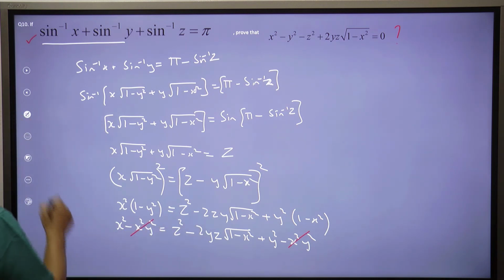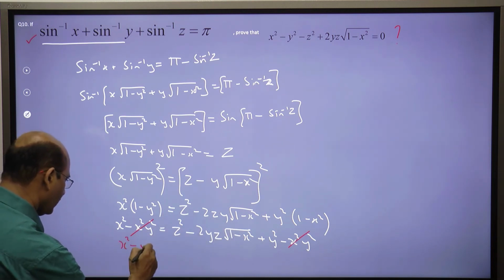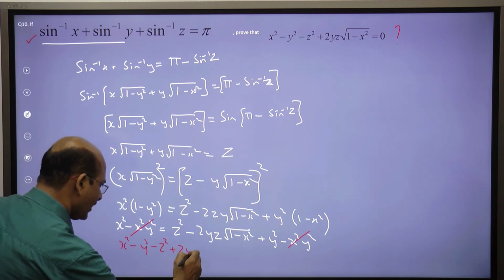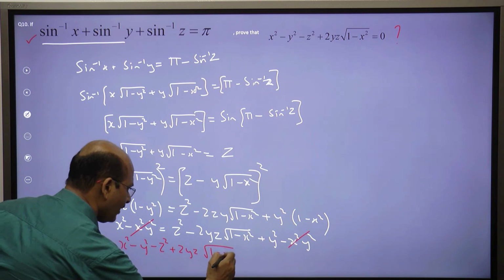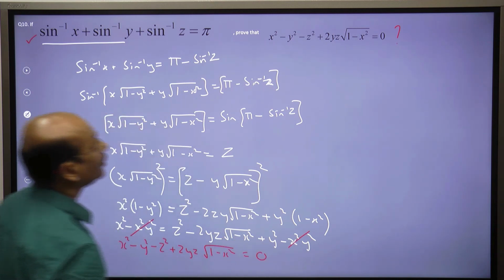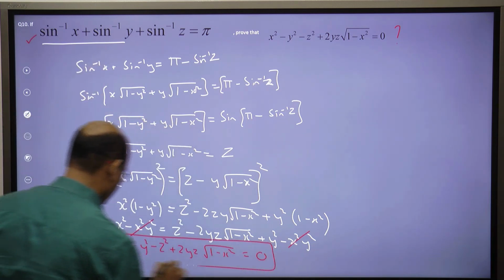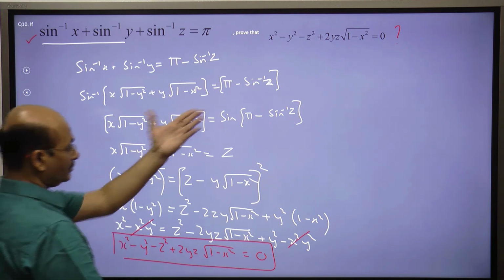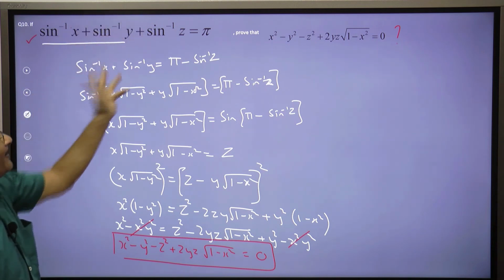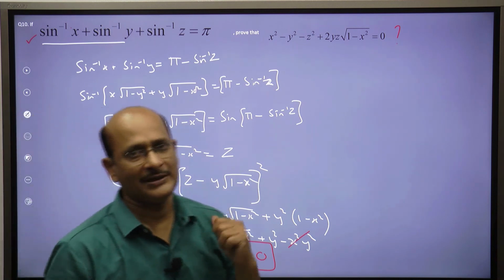Take everything on this side. So this will be x square minus y square minus z square plus 2yz root of 1 minus x square is equal to 0. Wow, I got the exact proof here. So there is no pattern; this is what they are asking us to prove. It's not LHS equal to RHS. This is given to you, so I manipulated it by shifting. So that's the first and most important method of this sum.